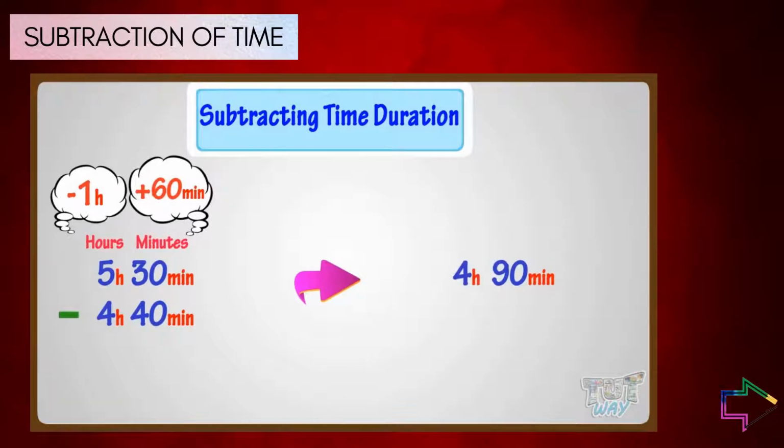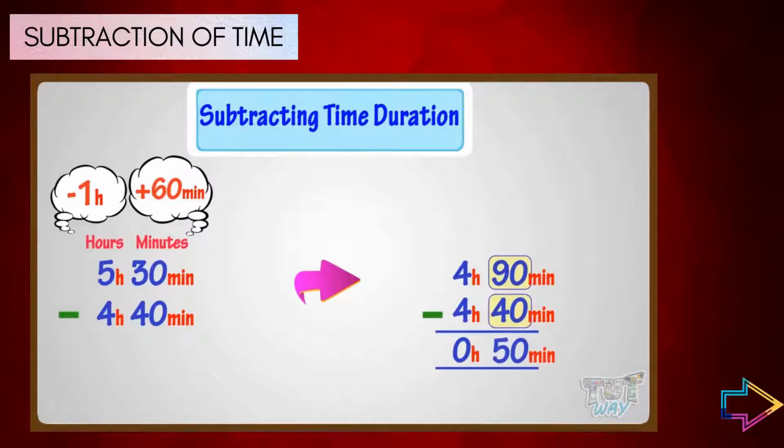Now you can subtract minutes from minutes. Now, subtracting hours, we get 4 minus 4 equals 0 hours. Now subtracting minutes, 90 minus 40 equals 50 minutes. Our answer is 50 minutes.